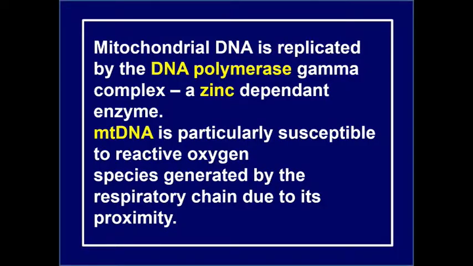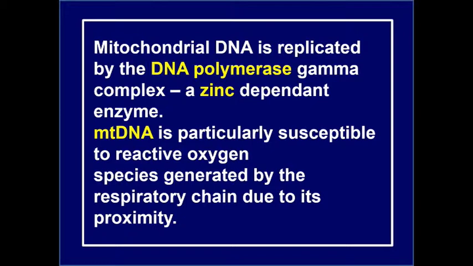Two strands of that. Mitochondrial DNA is replicated by an enzyme called DNA polymerase. DNA polymerase is a zinc-dependent enzyme. We learned that many, many years ago. That's the major cofactor, because it's zinc, to DNA polymerase. Mitochondrial DNA is replicated, that means the replication, the ability to produce another molecule of DNA, is by DNA polymerase.